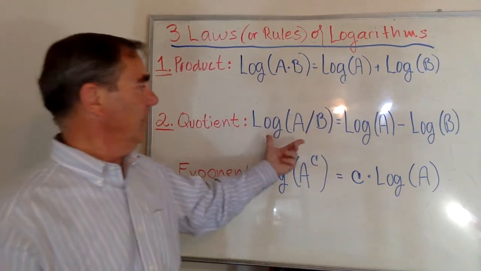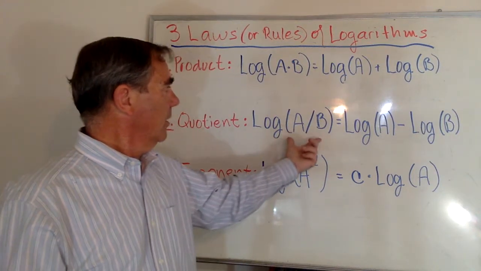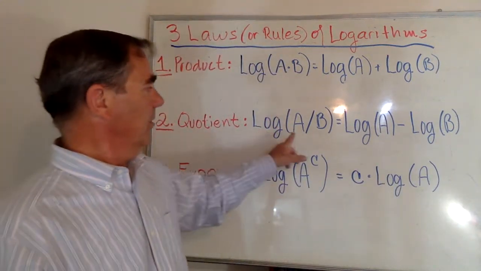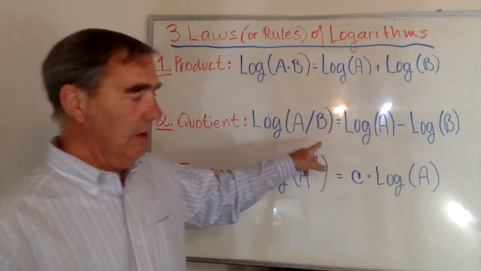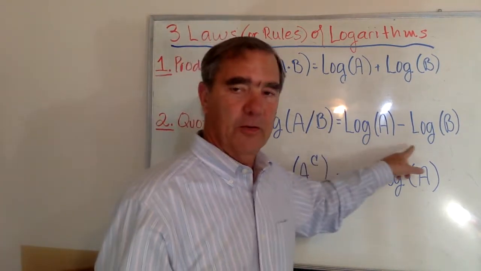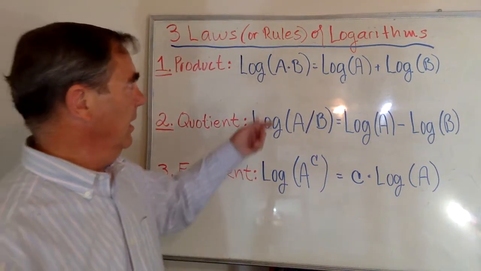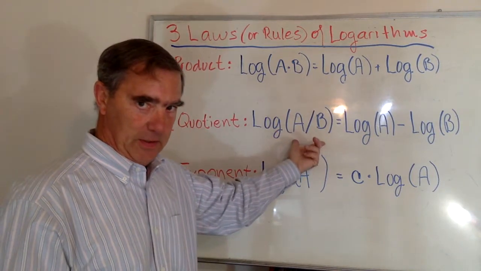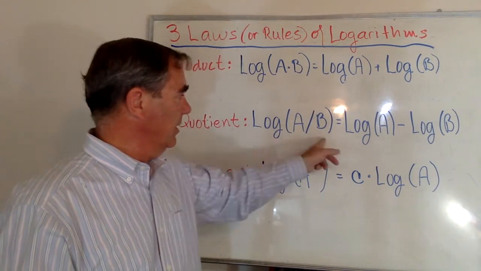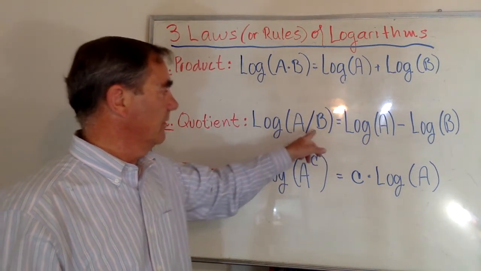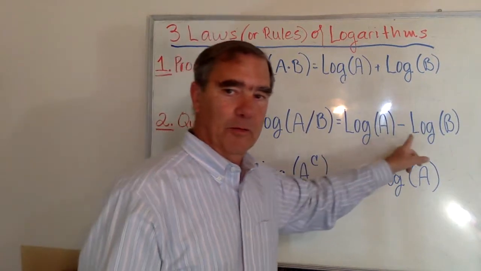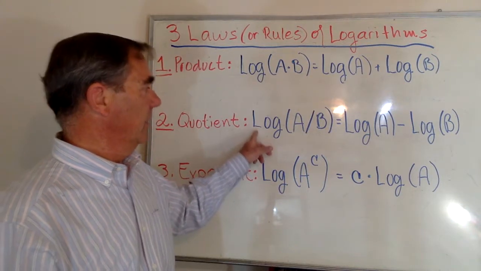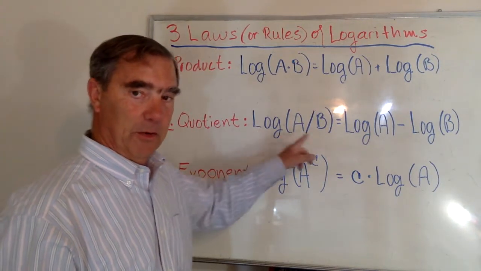The quotient rule says that the logarithm of a quotient is equal to the difference of the logs. The logarithm of a divided by b is equal to the logarithm of a minus the logarithm of b. And the same interpretation with the product rule applies. Look closely at what is inside the parentheses. This expression is saying that the logarithm of a divided by b is equal to the logarithm of a minus the logarithm of b. Not to be misinterpreted with the logarithm of a divided by the logarithm of b.